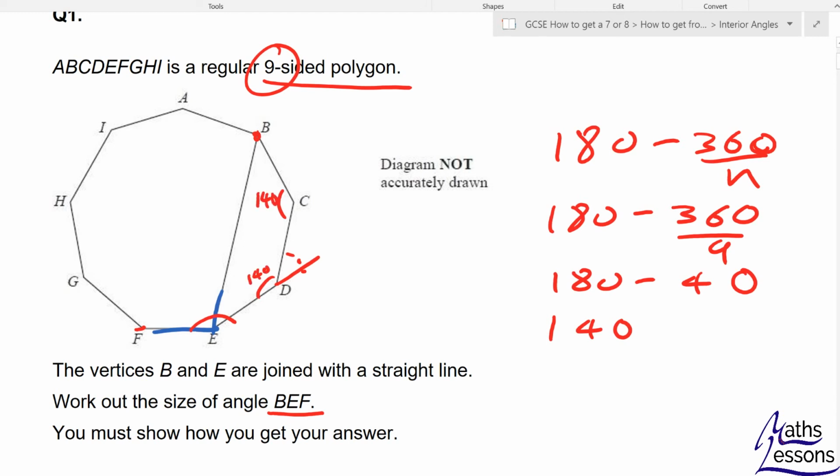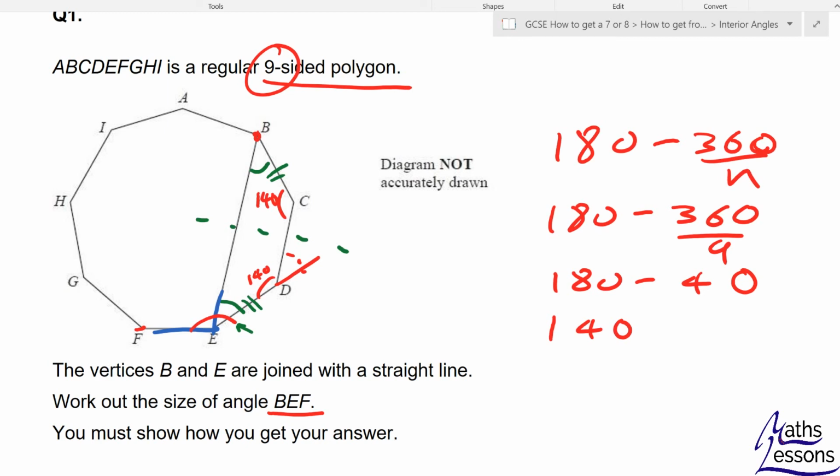We now need to find these angles, because once we've found the green angle, we can take it away from the red angle here, and then we'll get the blue angle. How are we going to find these two green angles? This side is equal to this side, because we've got a regular shape. Therefore, we have a symmetrical trapezium, so the two green angles will be exactly the same. You need to know that they're the same.